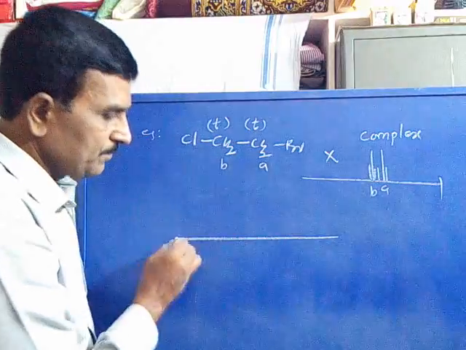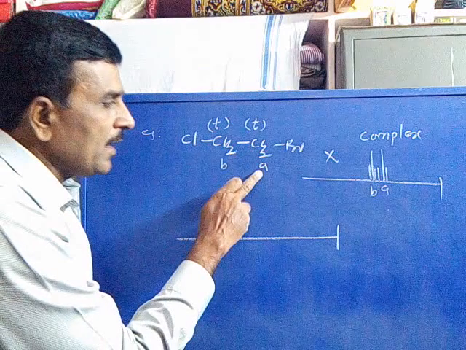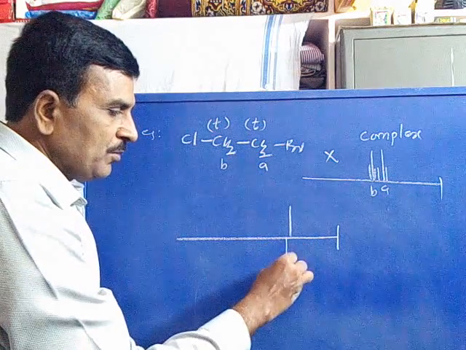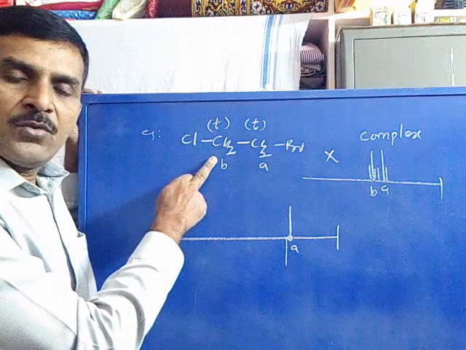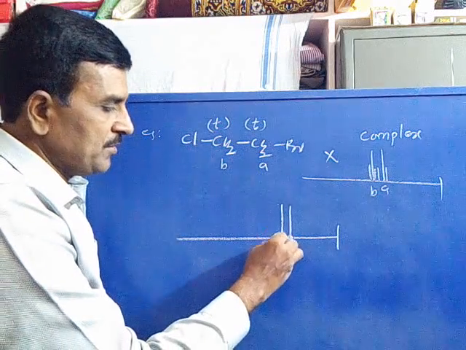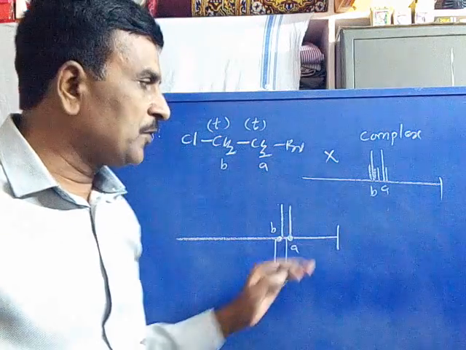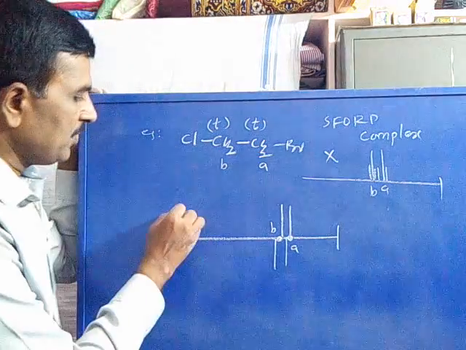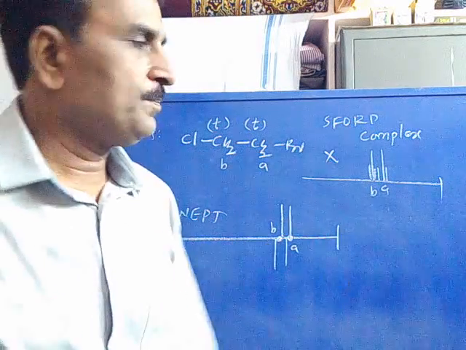For the same molecule, if we record its INEPT spectrum, A carbon is a CH2, hence its multiplicity is a triplet and appears as 1 positive, 1 negative with a 0 intensity middle line. B carbon is also CH2, hence also a triplet with 1 positive, 1 negative line. You can observe the difference between the 2 experiments. This is the SFORD experiment. This is the INEPT experiment.